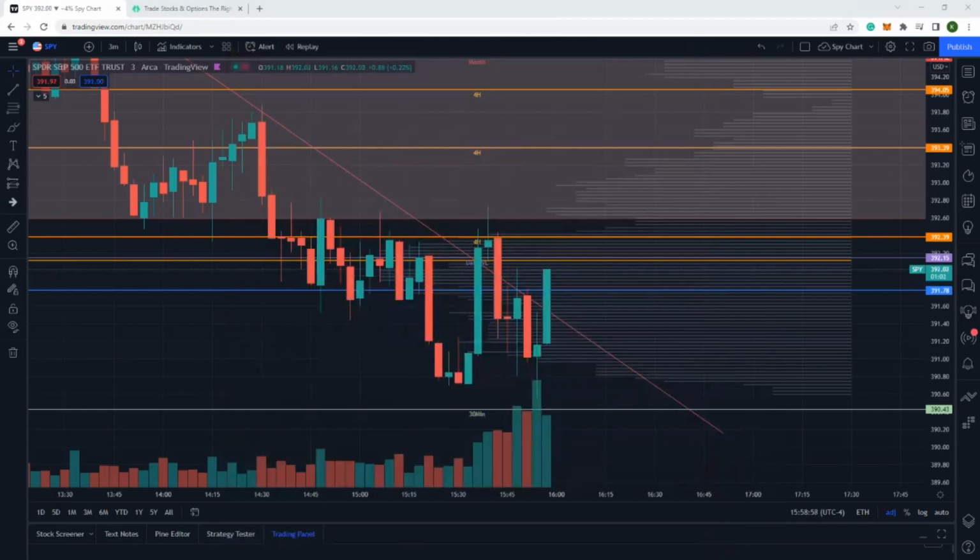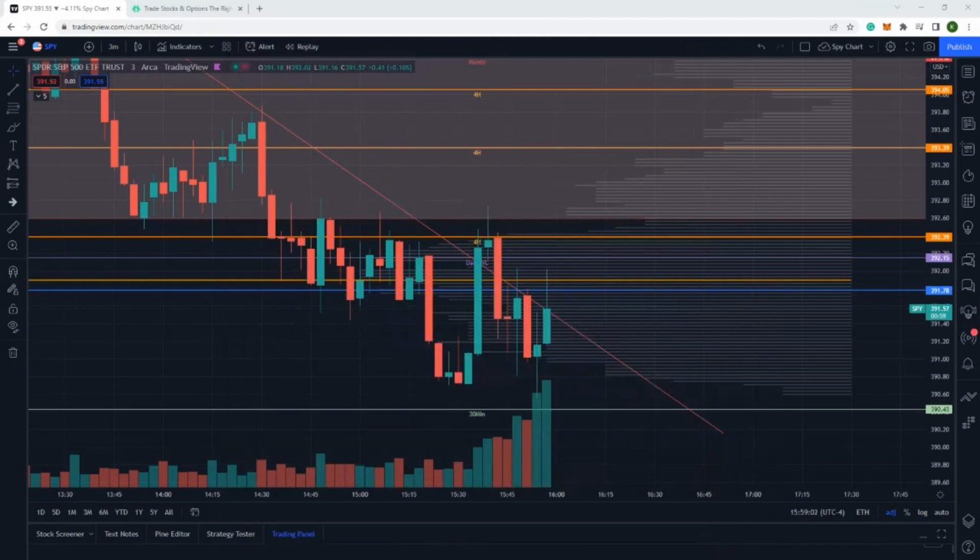But all right, I'm going to shut it down here, guys. This was how to spot a single candle reversal for a quick scalp. Volume and price levels are key.